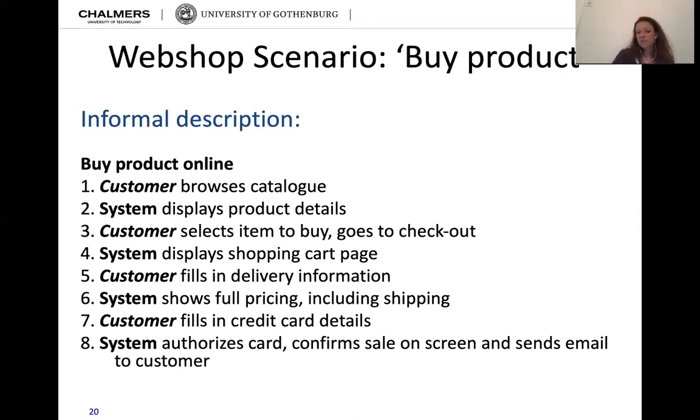And then the customer selects an item to buy, goes to checkout. This would pretty much be like a one-click buy, because otherwise I would have to say that the system puts it in the shopping cart. But we're going to the shopping cart page, and then the customer fills in the delivery information. System shows full pricing, including shipping. Customer fills in credit card details, and then the system authorizes the card, confirms sale on screen, and sends an email to the customer.